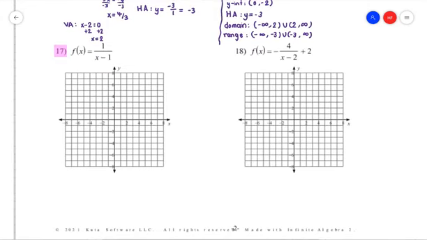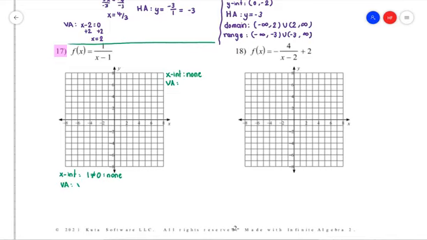Then on number 17, I'm going to write in a different color. We have 1 over x minus 1. So on number 17, we don't have anything added onto it, so we just jump straight into finding each part. So the x-intercept, we take the top, set it equal to 0. Can't happen. So whenever that happens, we say there's no x-intercept. So I'm going to write all of that out here. And we'll find the vertical asymptote.